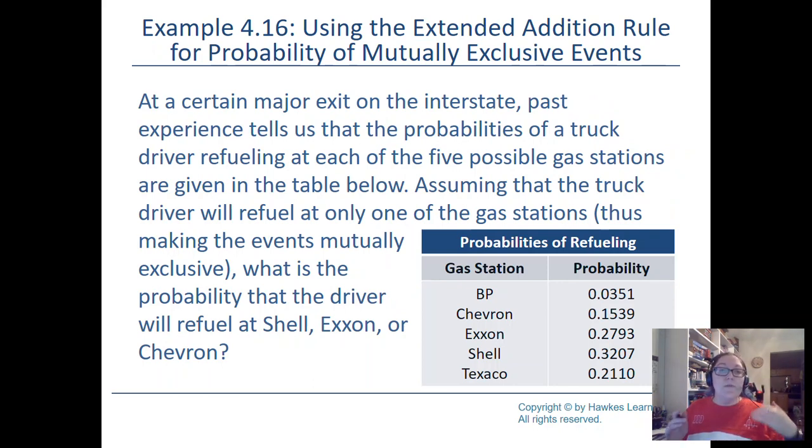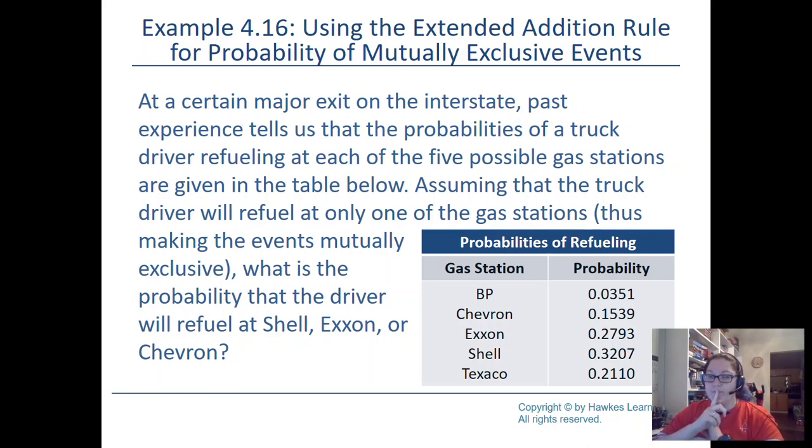So at a certain major event on an interstate, past experience tells us that the probabilities of a truck driver refueling at each of the 5 possible gas stations is given by the following table below. Now we're going to assume that the truck drivers will refuel at only one of these gas stations. So thus making these mutually exclusive events, because you can't fill up at the BP and the Chevron at the same time. We're assuming they're only stopping one time. So what is the probability that the driver will refuel at a Shell, Exxon, or Chevron?